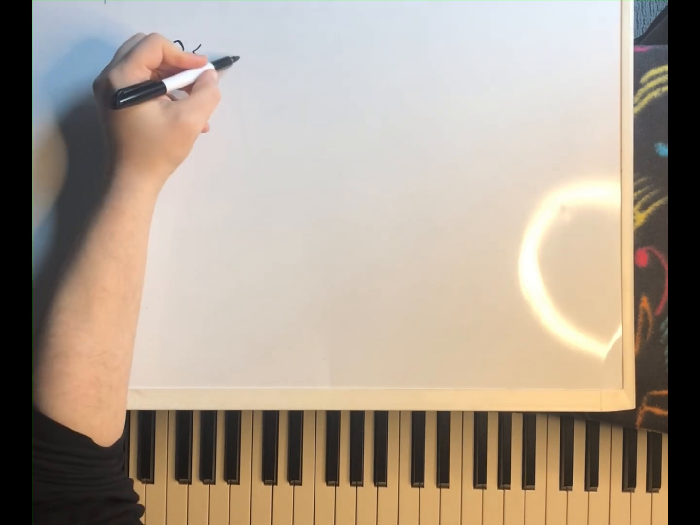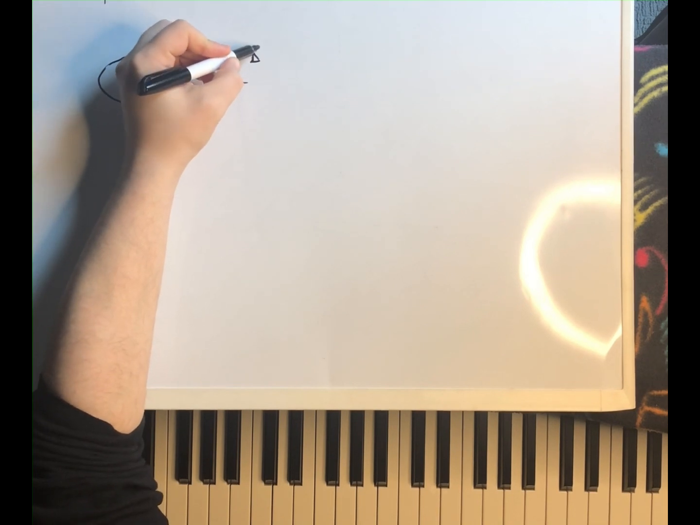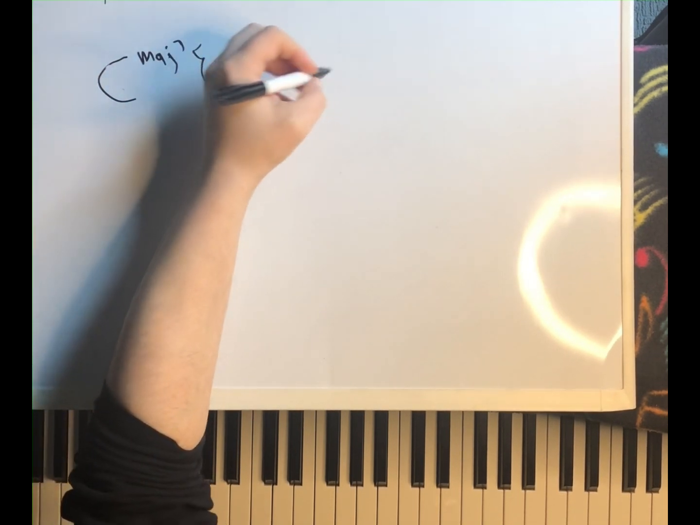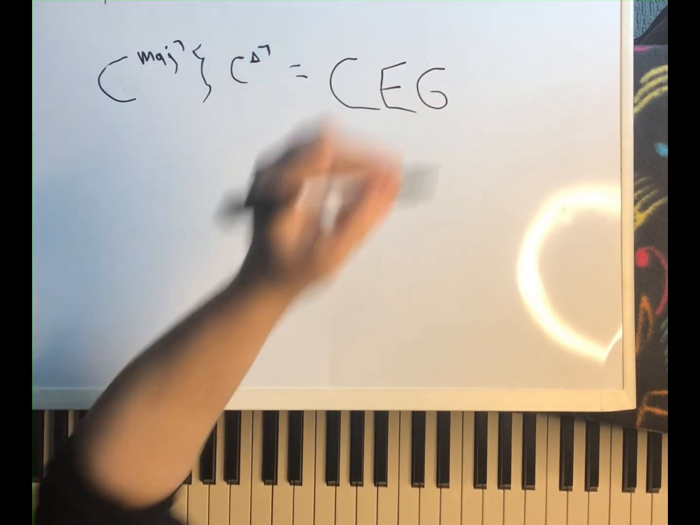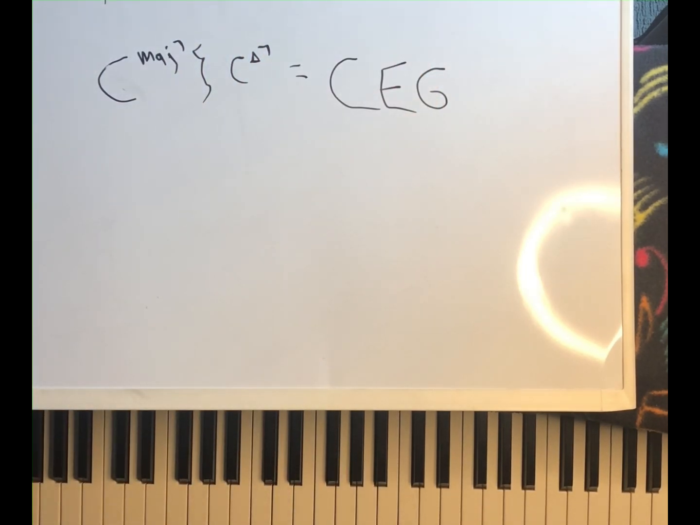Or you might see C with a triangle and a 7. This is going to start off as a major chord, but then we need to add the major 7 to this. So that's the first one I just played, and that's going to be B natural, okay?